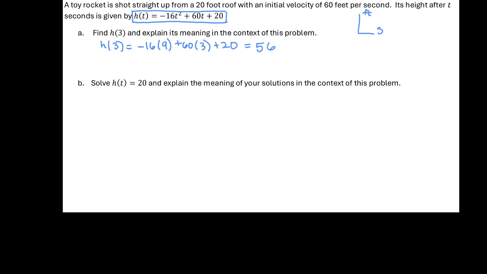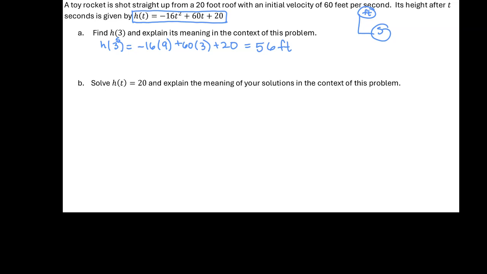So we input a 3. Our inputs should all be times. So this is 3 seconds. Our outputs should all be heights, feet. So the meaning of this is that after 3 seconds, the height of the toy rocket will be 56 feet. And that's how you should explain.